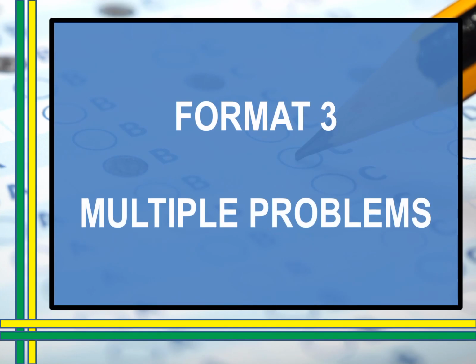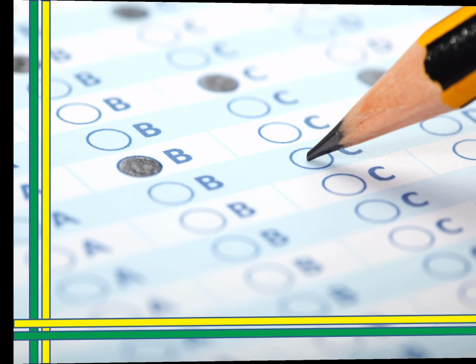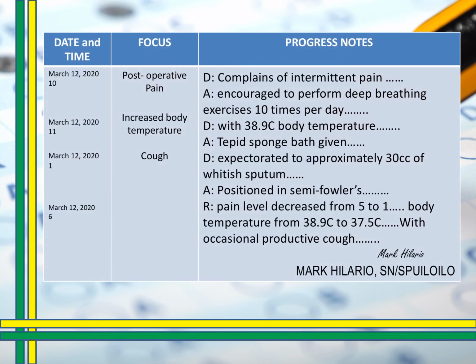We also have your format number 3. This is your multiple problems. For example, your patient has a lot of problems during your shift. So we have here at 10 a.m. you identified that the patient has post-operative pain. So you have to write the D, your data or your assessment, the A for your nursing interventions, and at 11 p.m. you identified that the patient has fever.